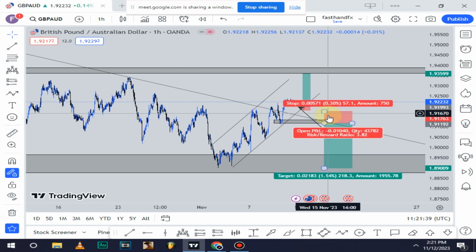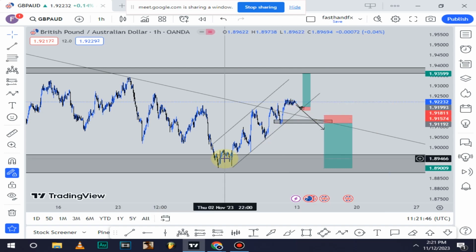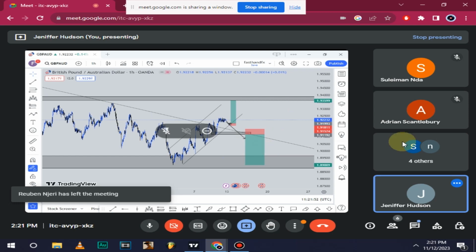All right. Any other pair that we should try to analyze? Any other pair?